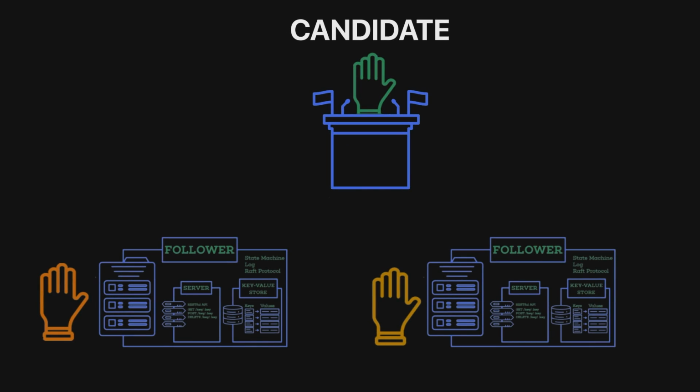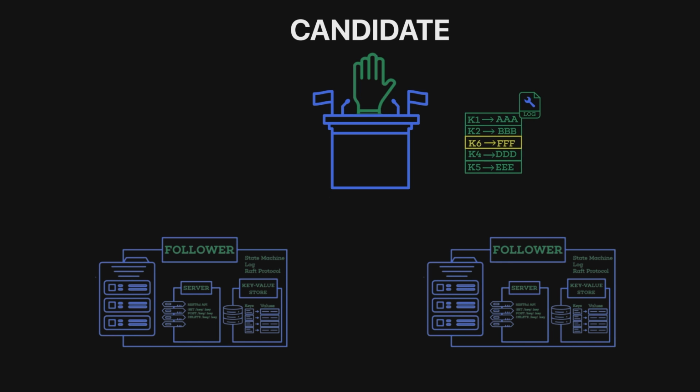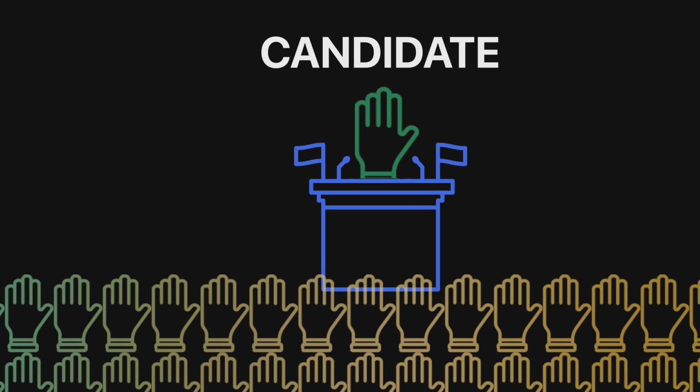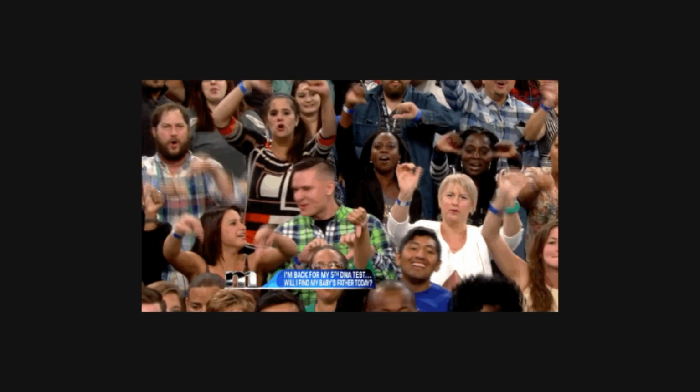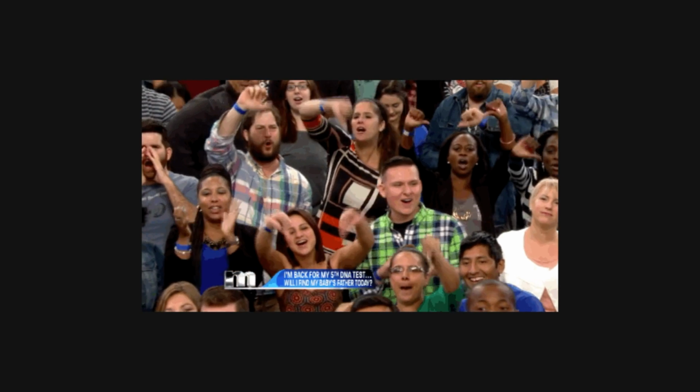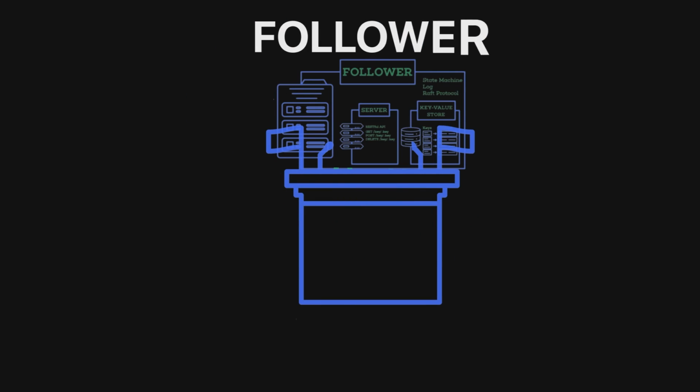Followers will not vote for the candidate if there are any inconsistencies in the candidate's log. If the candidate receives the majority of votes from followers, then the candidate becomes the new leader. If the candidate fails to be elected, then the candidate reverts back to being a follower.